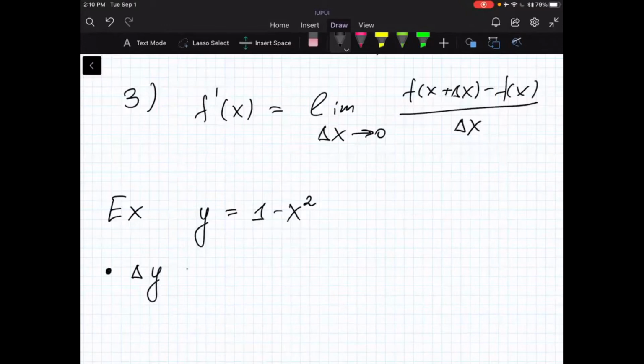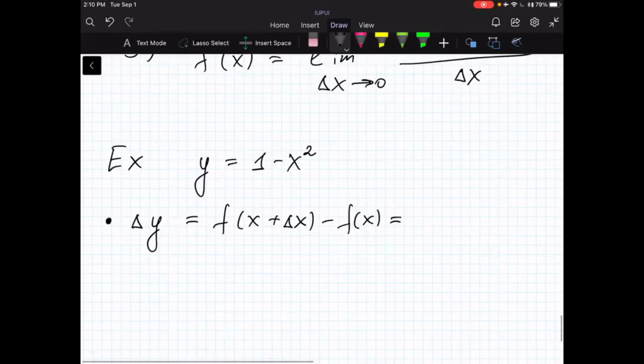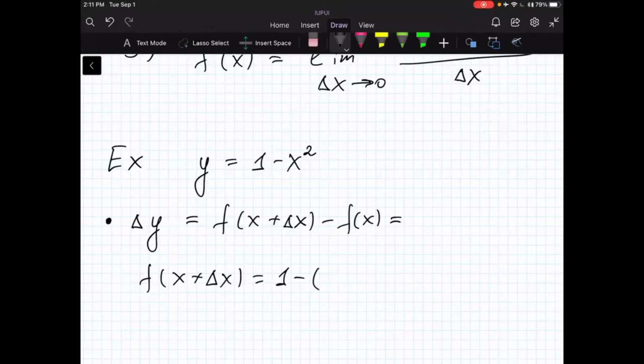So the first step is calculating delta y. It's f of x plus delta x minus f of x. f of x plus delta x, again, this is the first step in the textbook. Let me do it separately. It is 1 minus, and instead of x, I'm plugging in x plus delta x squared.